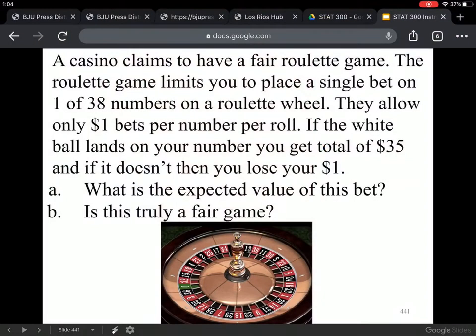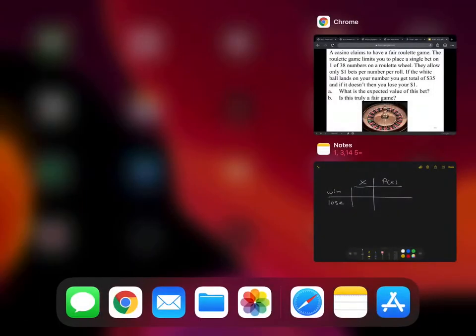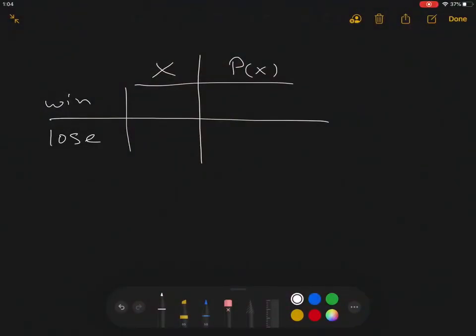So when I read this, it says they allow only $1 bets per number per roll. If the white ball lands on your number, you get a total of $35. So a total of $35 includes this dollar bet that you make. So $35 is what you win. But if it doesn't, then you lose your $1. So in my table, I can write down, I can win $35, or I can lose $1, which I'll write down as -1.